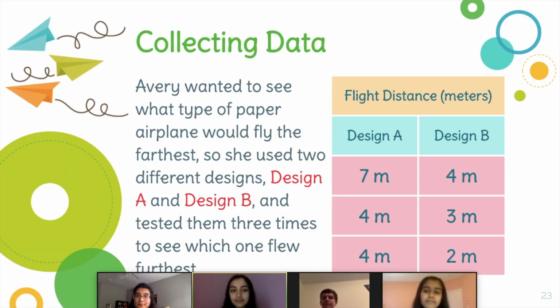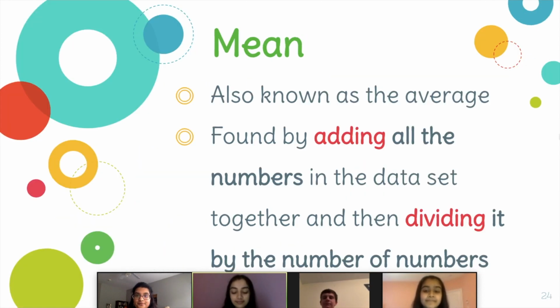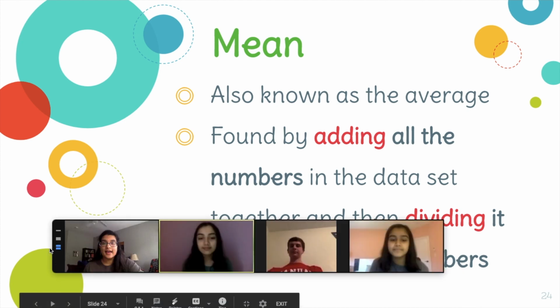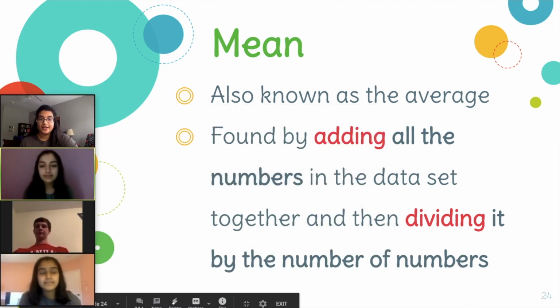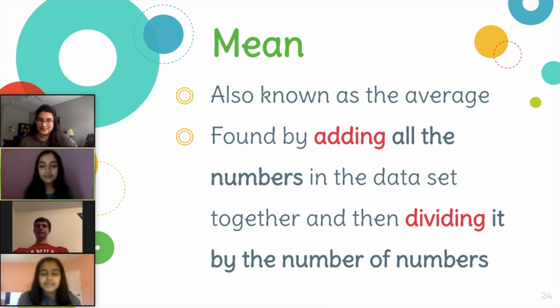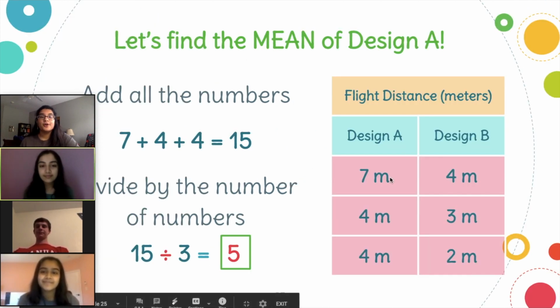So for mean, for example, Avery wanted to see what type of paper airplane would fly the farthest. So she used two different designs, design A and design B, and tested them 3 times to see which one flew the furthest. So the mean is also known as the average, and it's found by adding up the numbers in the dataset together and dividing by the number of numbers. So for design A, if we were to find the mean, we would want to add up all these numbers, so 7 plus 4 plus 4, which is 15. And then we want to divide by the number of numbers. So 15 divided by 3, because there are 3 numbers here, and you get the answer of 5. So 5 is the mean for design A.